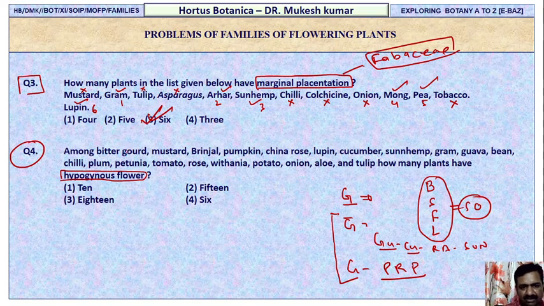So see, bitter gourd, these are the Cucurbitaceae. This is not possible. Mustard, yes, Brassicaceae. Brinjal, Solanaceae, correct. Pumpkin, this again comes under the Cucurbitaceae family, so this is not possible. China rose, yes, Malvaceae. Lupin, yes, Fabaceae. Cucumber, no. Sun hemp, yes, Fabaceae. Gram, Fabaceae. Guava, no, guava we have got it. Now, bean, yes, no problem. Chili, Solanaceae family, yes. Plum rose peach, not possible. Petunia, Solanaceae. Tomato, Solanaceae. Rose, no, plum rose peach is there, not possible.